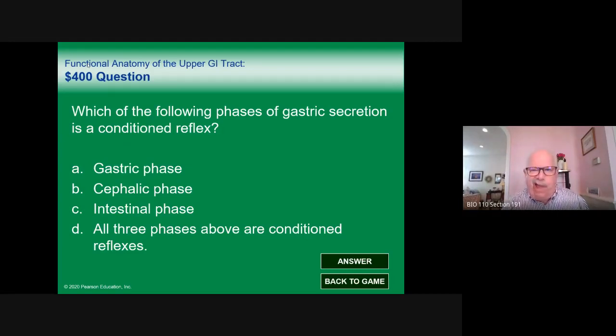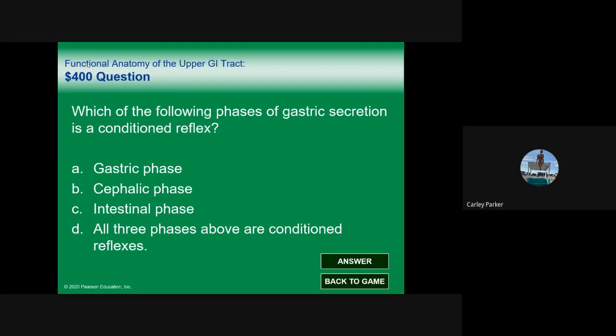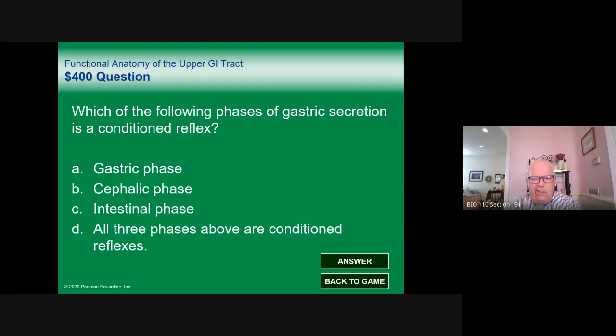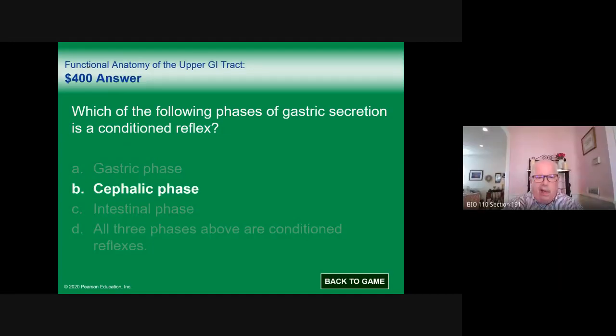So which of the following phases of gastric secretion is a conditioned reflex? Now you should give me the answer. Intestinal phase. What if I told you that a conditioned reflex is in your mind? You ring the bell. Oh, good. I'm going to get food. Let me start salivating. What word here means head? The cephalic phase? Yeah, of course. Okay, everybody understand that?